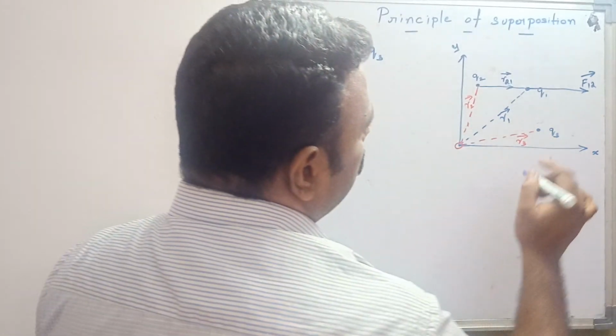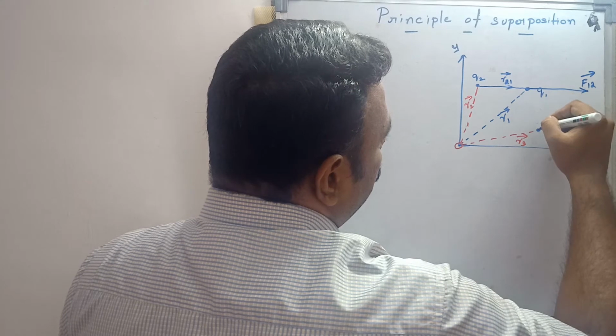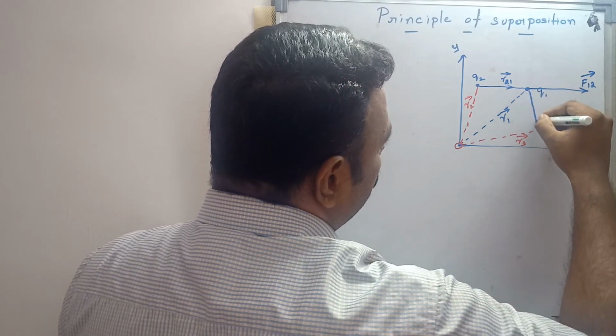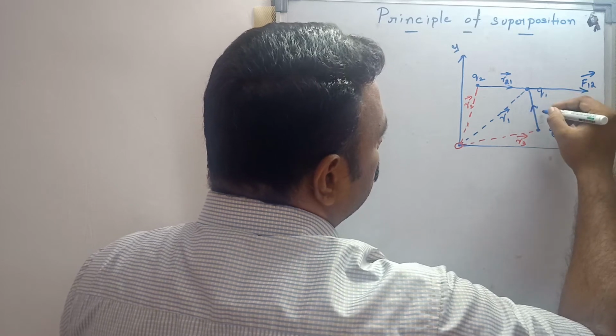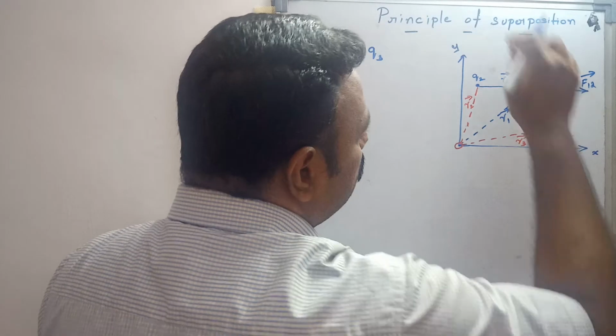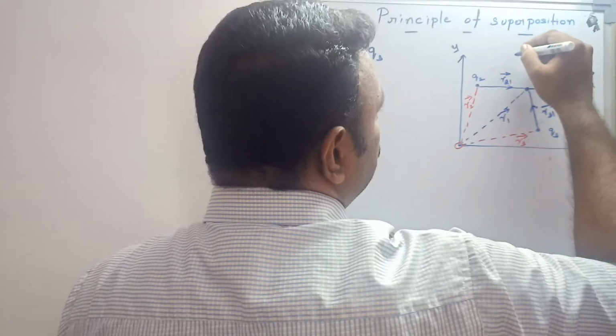And same way, here we can say that the Q3 charge is also going to exert some force. Therefore, I can mark this as R31, because R31 vector is from 3 to 1. Therefore, the force is exerted in this way.